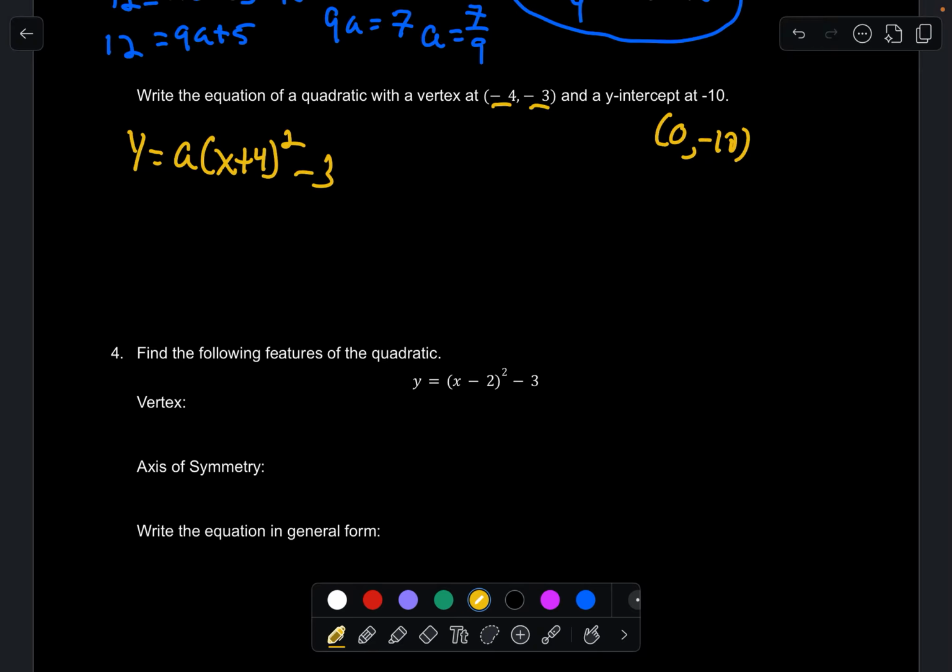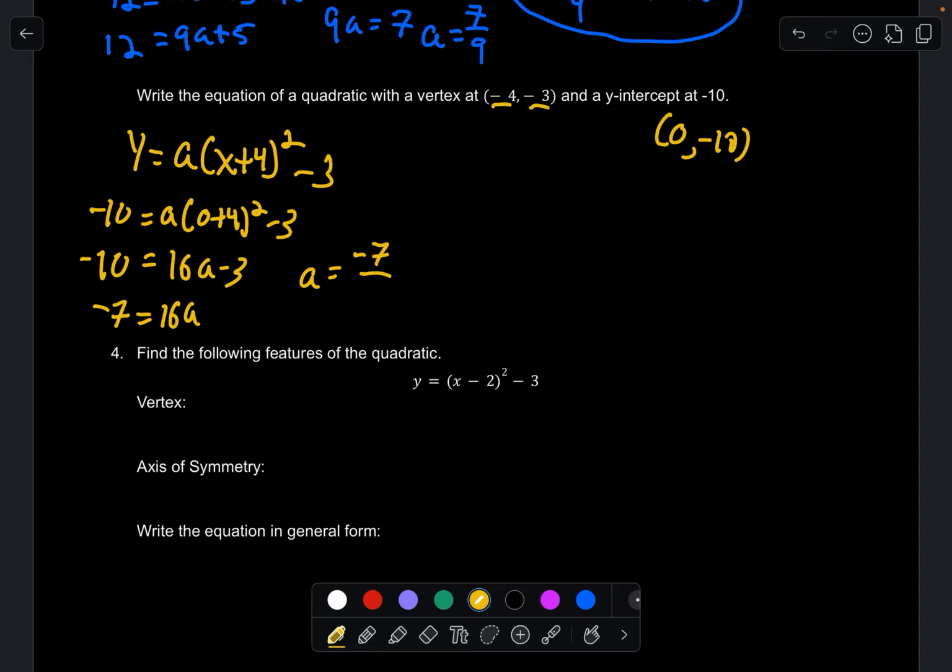Plug in the point (0, -10). So -10 equals a times (0 plus 4) squared minus 3. That equals 16a minus 3 is negative 10. Add 3, you get negative 7 equals 16a. Divide by 16, and again you get an ugly a, but that's okay because it was a simple thing to calculate. And we just put it together, and you get negative 7 over 16 times (x plus 4) squared minus 3. And that's the equation, given that information.